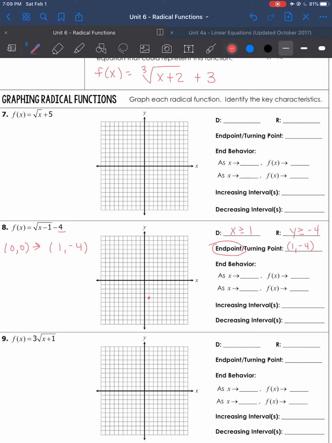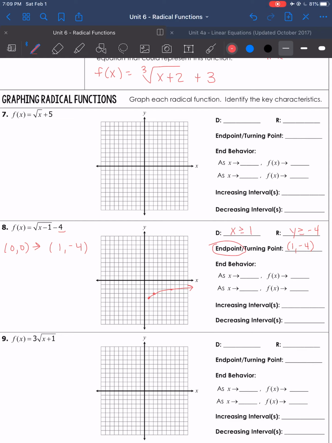Because from here, I don't stretch it at all, so I just have the same thing that I had before. I go over 1 and up 1, and then over 4 and up 2. And I could go over 9, but I'd run out of room on my graph here.